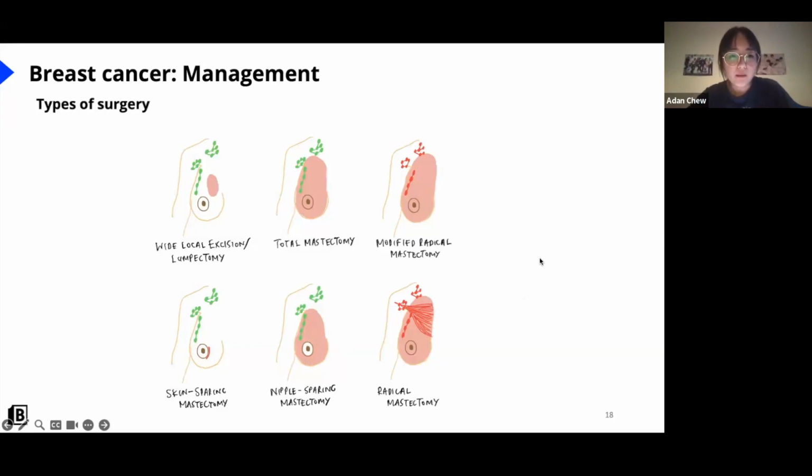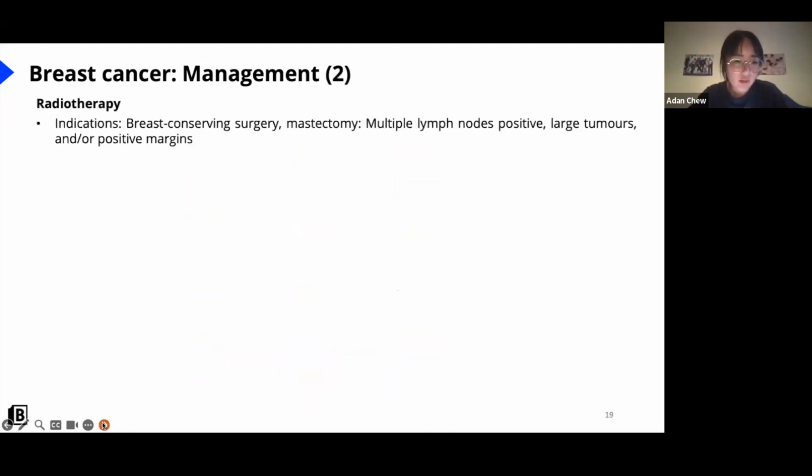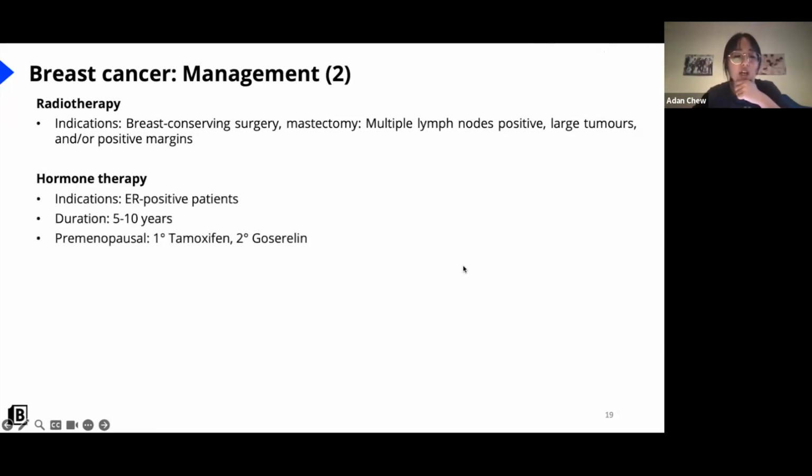And then there are other management modalities for breast cancer. I'm not sure why this slide is not going. Yep, there we go. There's radiotherapy. Some of the indications would include breast conserving surgery, mastectomy, having multiple positive lymph nodes for the tumor spread, having large tumors or positive margins when you excise the tumor. There can be hormonal therapy for ER positive patients.